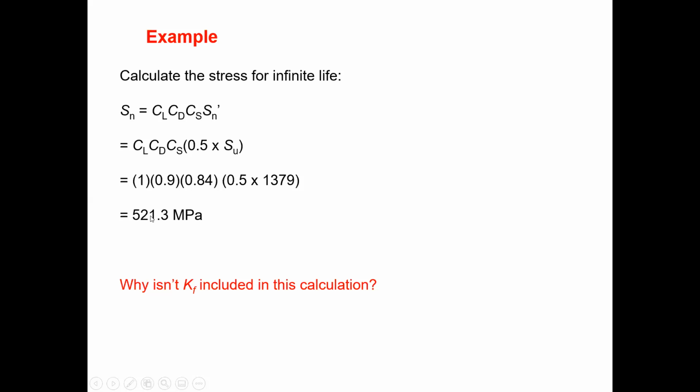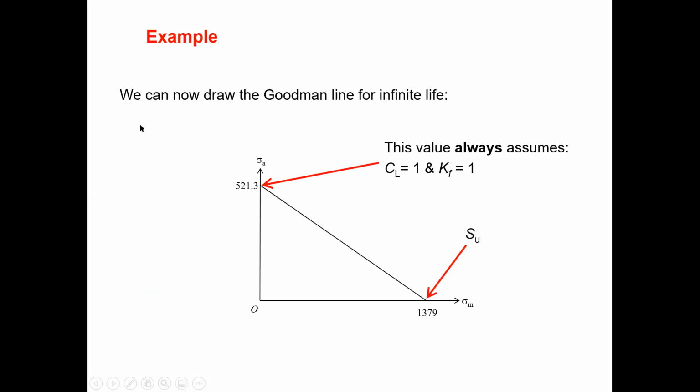So now you can use that one, but in here you can see, why isn't KF included in this calculation? Because we already used that KF in the stresses. That's why. So you can find out the infinite fatigue strength using this equation. We already found these things, so just find the Sn value, because we need to know this value for the Goodman line. Then draw the Goodman line.